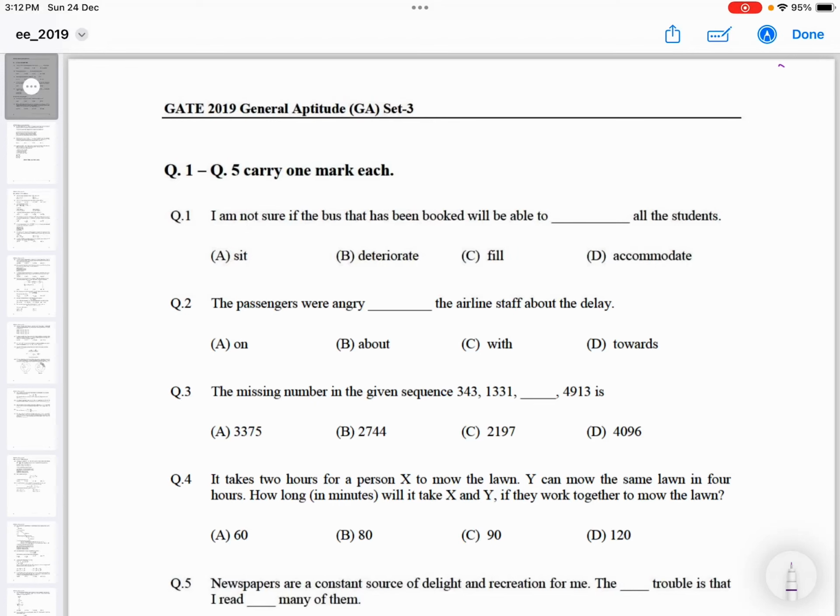Hello and welcome. So this is the EE paper 2019. What we are doing is going through the linear algebra questions.